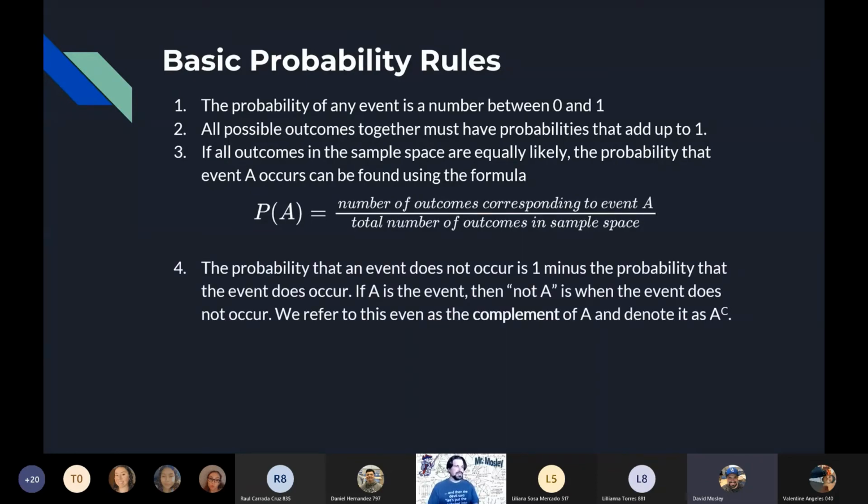The probability that an event does not occur is 1 minus the probability that the event does occur. If A is the event, then not A is when the event does not occur. Just like our example on the previous slide, where we said the sum of the 2 dice is 5, and then the other event was the sum of the 2 dice is not 5. We refer to this event as the complement of A and denote it as A superscript C, like the C goes in the exponent spot.